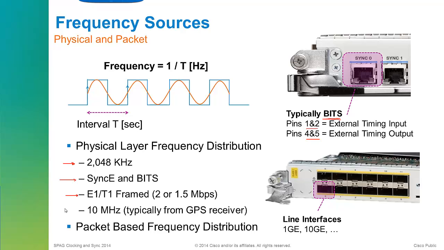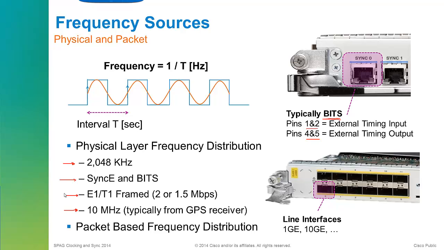There are also specialist frequency inputs. One of the most common these days is a 10 megahertz signal, and typically that's taken from a GPS receiver. The GPS receiver will have a port on the front of it, and you can plug that into a 10 megahertz port on the front of your router. Now, typically you can define one or a number of these inputs as your frequency source. It's just a matter of configuration, which we'll cover in part 3.